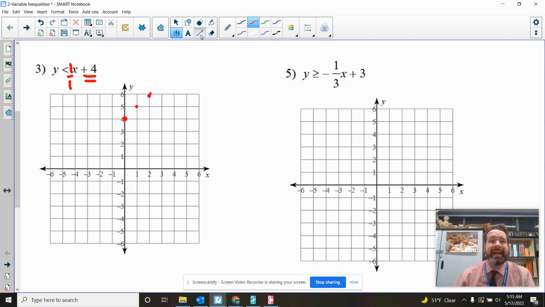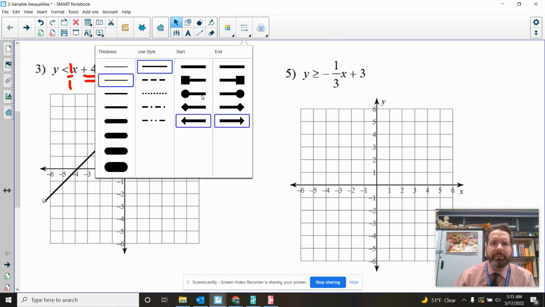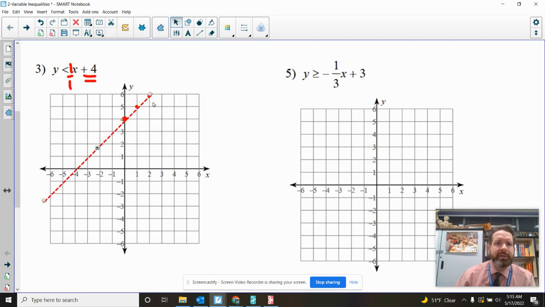To make your line, I'm actually going to use my line maker just so it can be nice and straight. This line, when we finish, we're going to want to make it dashed because there's no equal bar underneath. So on the boundary line, first going to get it sketched in. I'm going to make it a little skinnier. I'm going to make it dashed, and I'm also going to make it red. All right, slight adjustments. Okay, so there's the boundary line.